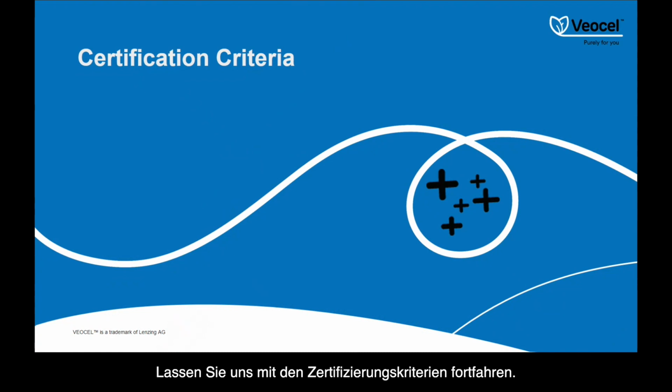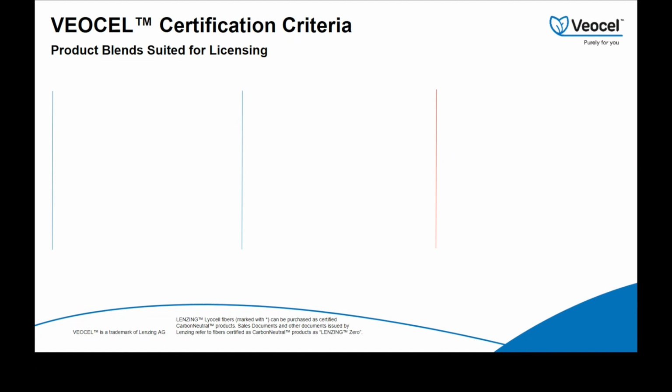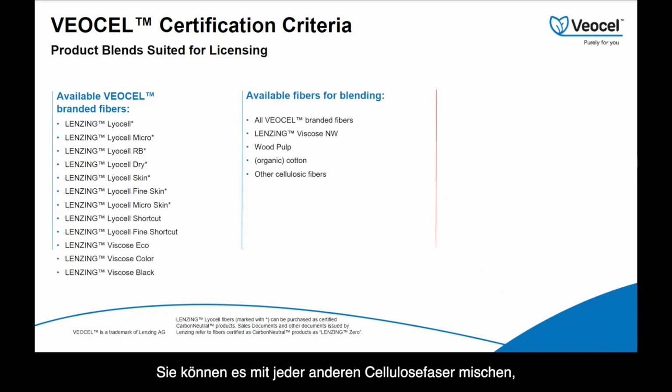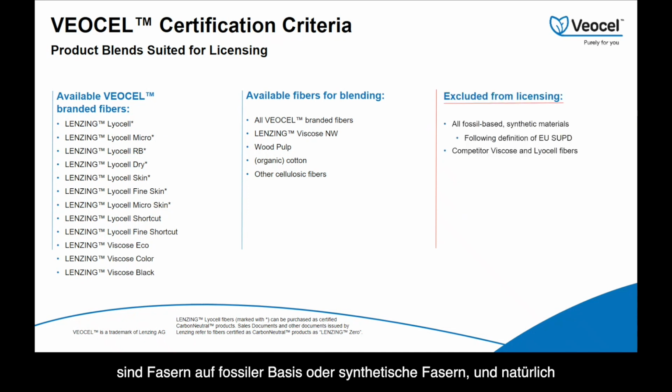Let's continue with the certification criteria. On the left-hand side, you see a list of our fibers you can brand with our VEOCEL brand. Of course, your product does not need to be 100% lyocell. You can blend it with any other cellulosic fiber, be it another Lenzing fiber, cotton, hemp, etc. What is, however, excluded from our licensing are any fossil-based or synthetic fibers, or, of course, any viscose or lyocell fibers from our competitors.